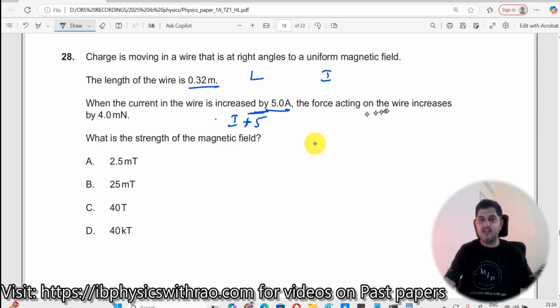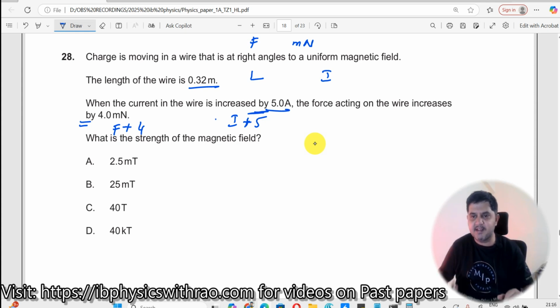The force acting on the wire increases by, once again, which means initially the force, let us say, was F, and this becomes F plus 4. Let F be measured in terms of millinewton. Let us assume that. What is the strength of the magnetic field? We will get the numbers, but we have to work this out mathematically.